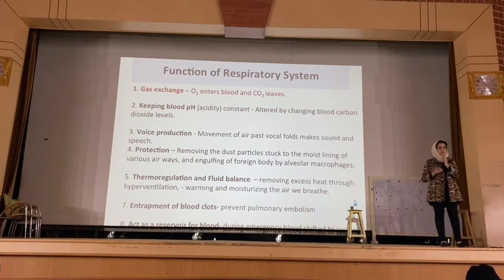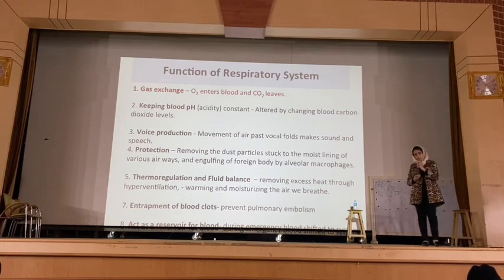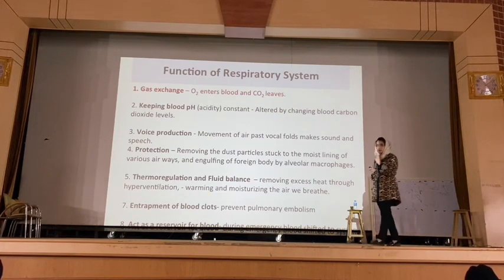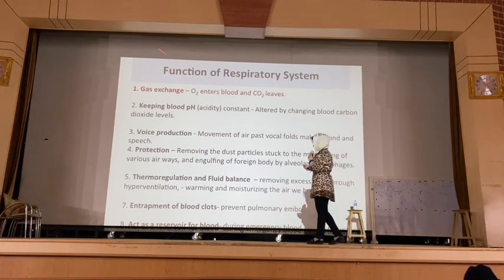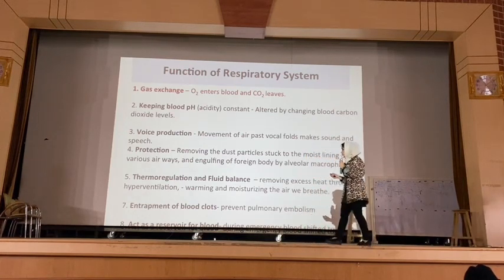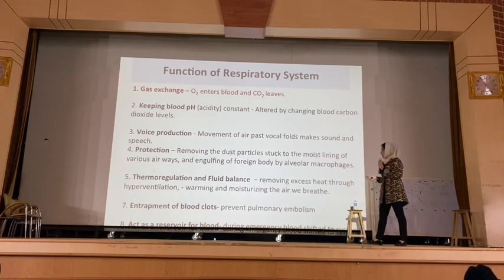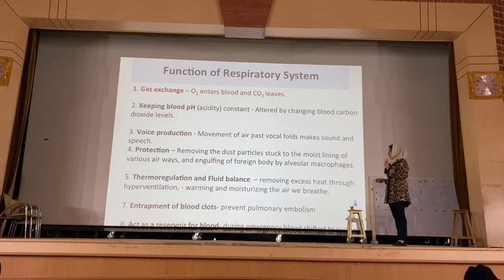So there will be chemical regulation of acid-base balance and respiratory regulation of acid-base balance. So the respiratory system is also among the systems that regulate pH.